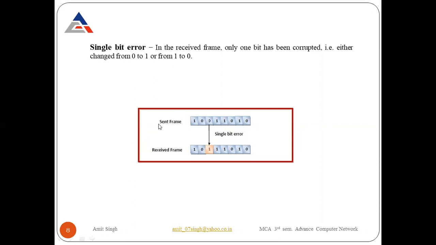Now look at the diagram, the sent frame. Whenever we send the frame, its values are 1, 0, 0, 1, 1, 0, 1, 0. But at the receiver side, the values of this frame are 1, 0, 1, 1, 1, 0, 1, 0. So the bit in the third slot, when we sent the data, its value was 0. But when the receiver receives that frame, the value is 1. So this is called an error present in our data. This is called a single bit error, when only a single bit changes its value.